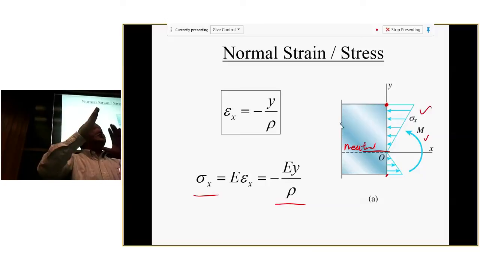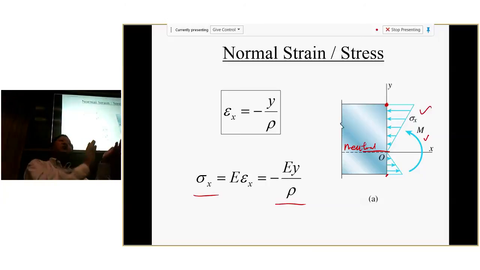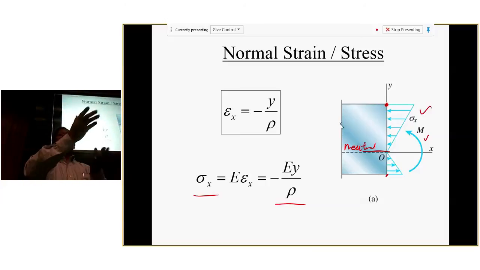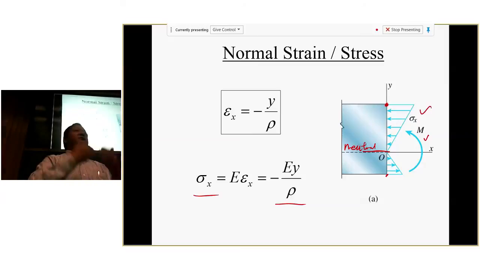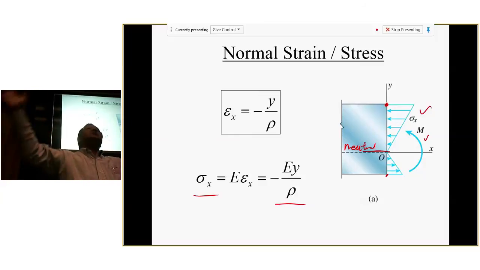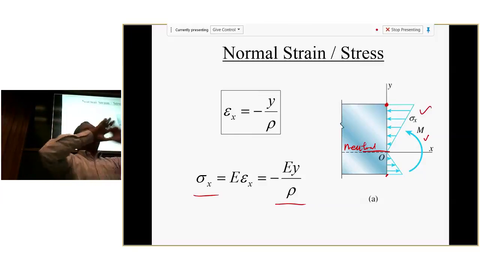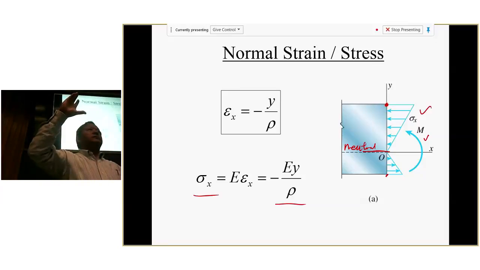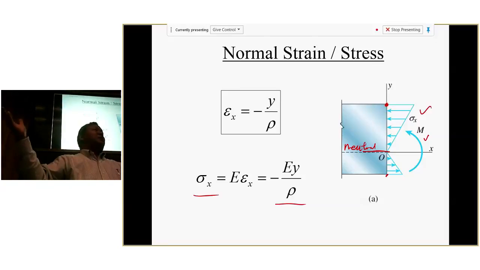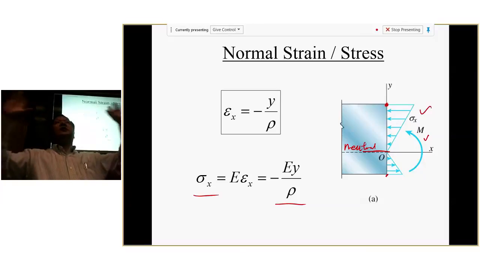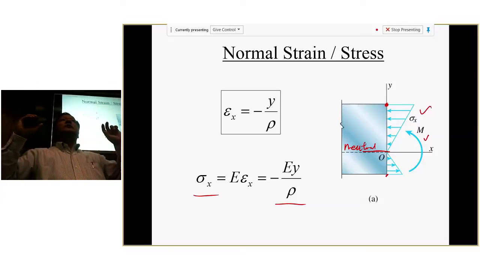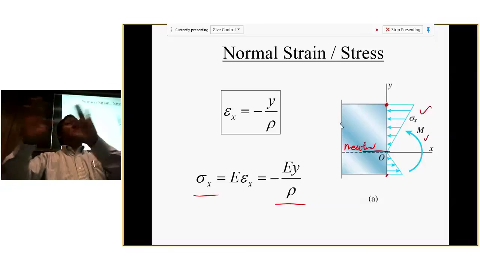Now let me change the question. This stress, if you add it all together, what is the total effect, the resultant? The moment. Why? Because this comes from the moment. There's no force applied there. So when you add them together, there should be no force, only a moment. Otherwise, there would be a force applied there, and we said no, this is pure bending, only moment.